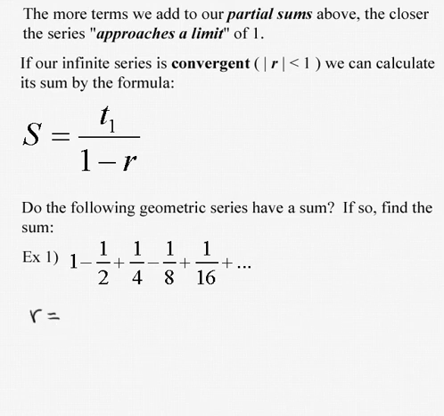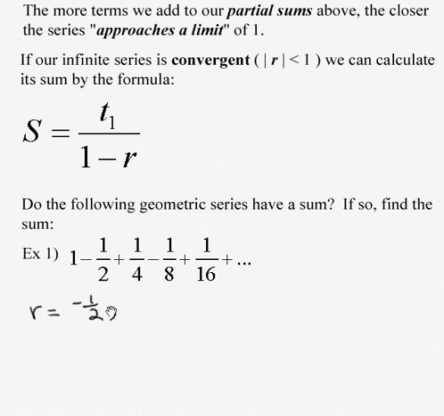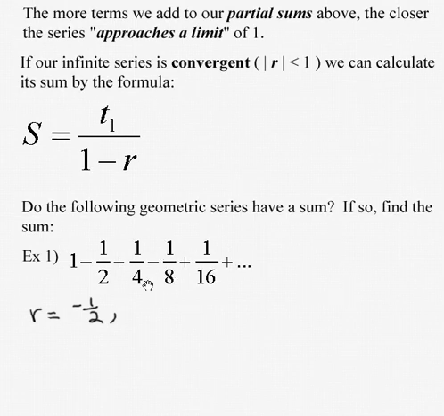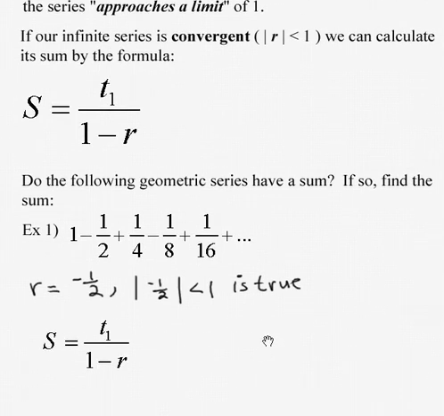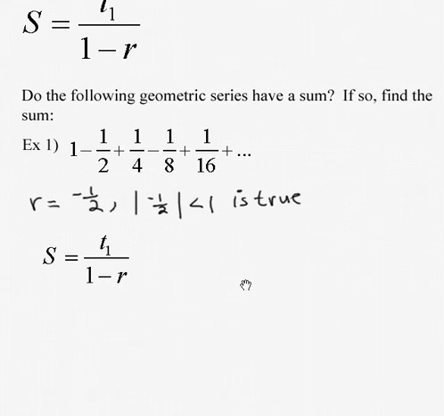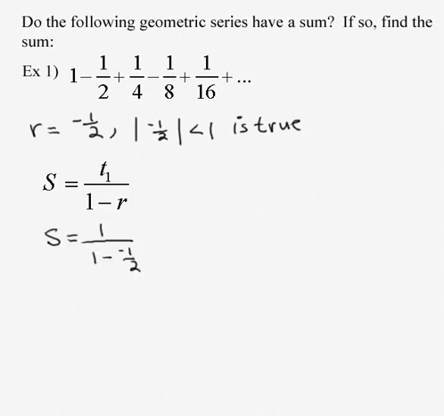What's our common ratio? Well, that turns out to be -1/2. 1 times -1/2 is -1/2. -1/2 times -1/2 is +1/4. 1/4 times -1/2 is -1/8. -1/8 times -1/2 is +1/16. And that common ratio, the absolute value of -1/2, is less than 1. That is true. So yes, we say that it has a sum. It is convergent.